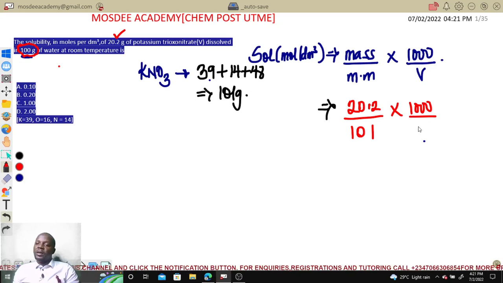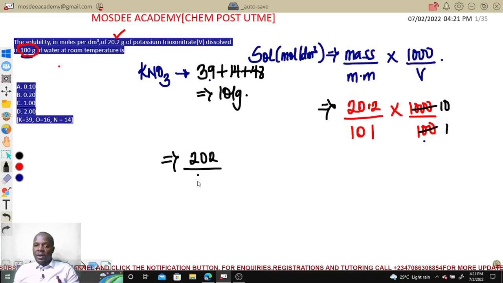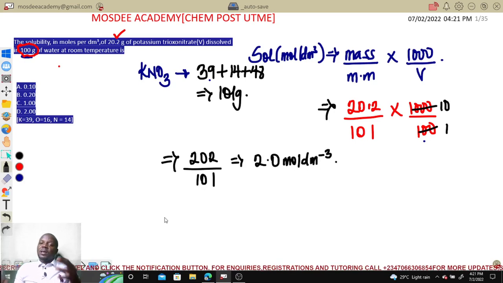So this is going to be divided by 100. Everybody knows how to divide. 1,000 divided by 100 is 10. If you are not good at dividing, just do it directly. 20.2 times 10 is 202, divided by 101. 101 times 2 is 202. So 2.0 moles per dm cube will be the answer to this, with the direct formula-based method. I hope you understand that. And this is the answer according to me. So, next question.